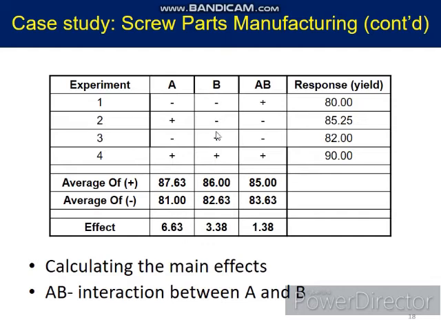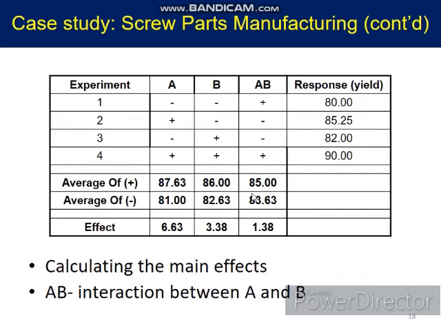So that's how you get the effect. Again, for B, the same procedure. For B, experiment number 1 and experiment number 2 are minuses, and experiment number 3 and 4 are pluses. The average of the pluses is the average of these two runs: 90 plus 82 divided by 2, you get 86. The minuses is 80 plus 85.25 divided by 2, you get 82.63. The effect is the difference between the average plus and the average minus, which is 86 minus 82.63, which is 3.38.